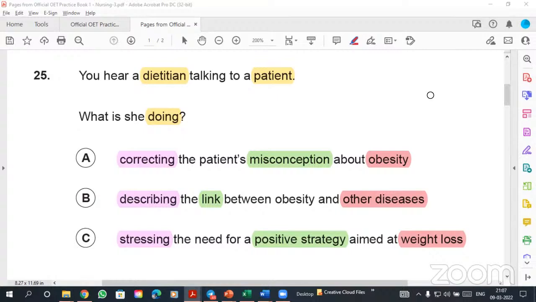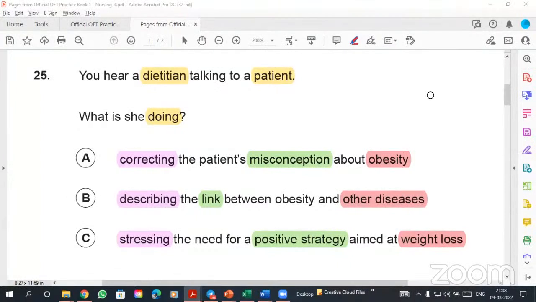Stressing the need. That means there is nothing wrong here. Somebody doesn't know the importance and you are giving the importance. There is nothing wrong. Only double. First one is negative. Second one is positive. Third one is double positive. See the styles, how it is mentioned. So misconception, something wrong. And link, natural things. Stressing the need, positive strategy, this is positive. So like this, we have to differentiate things.